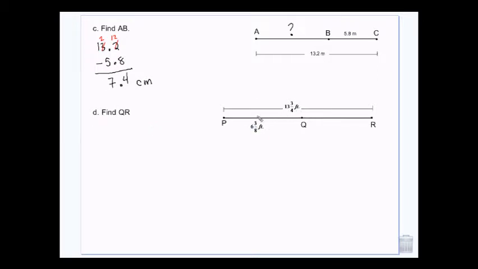Same with the fractions. PR is 13 3/4. PQ is 6 3/8. So I'm going to take that 13 3/4 and I'm going to subtract 6 3/8. But I need a common denominator. So I'm going to multiply both of these by 2, which is going to give me 13 6/8 minus 6 3/8. 6/8 minus 3/8 gives me 3/8. 13 minus 6 gives me 7.